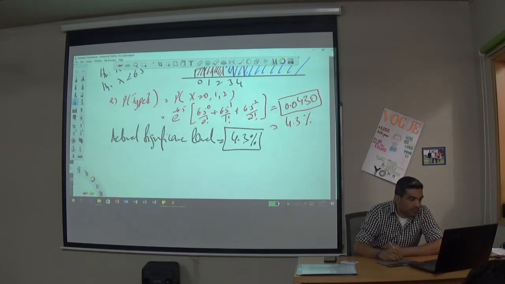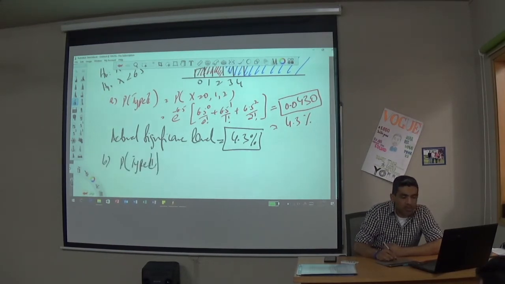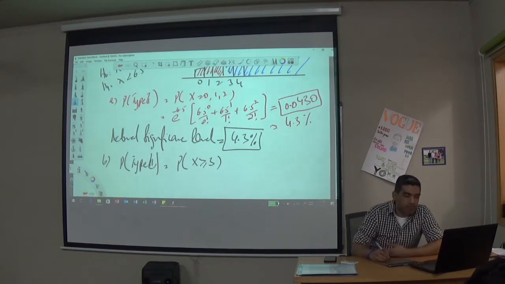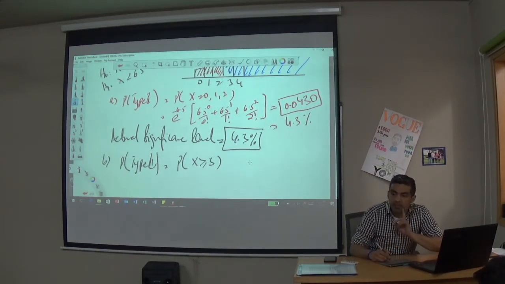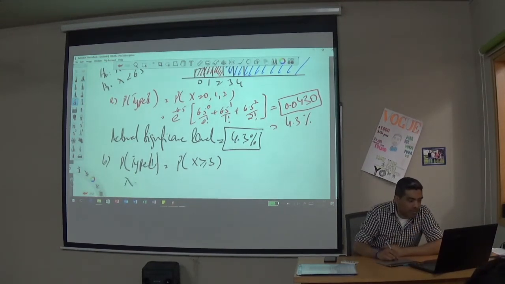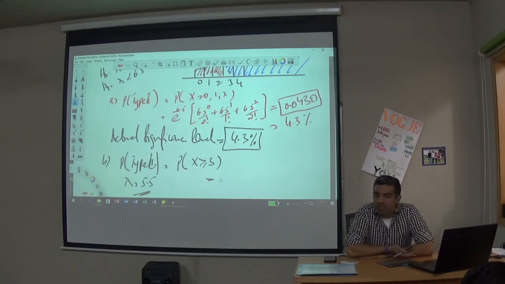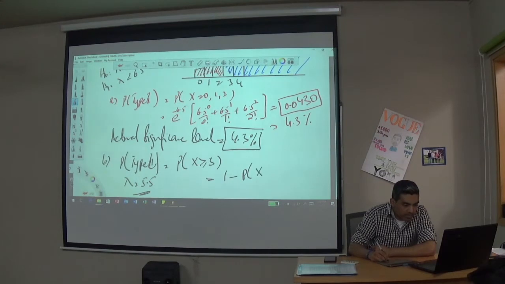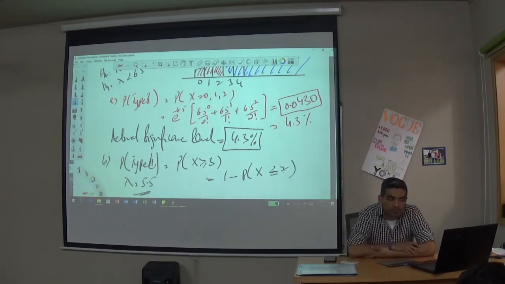So for part B, the probability of type 2 is going to be the probability of x greater than or equal to 3, but based on the actual mean value. And the lambda value that you will be using is 5.5. So based on this, we need to find 3 and onwards. Now you know there's no upper limit to the Poisson. So we will end up doing 1 minus the probability of x less than or equal to 2.